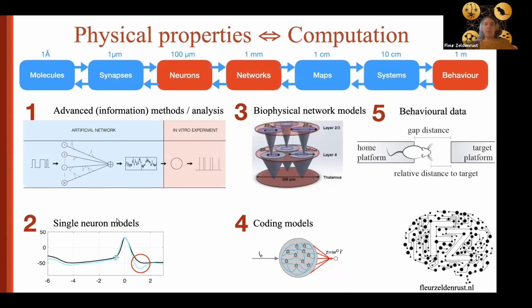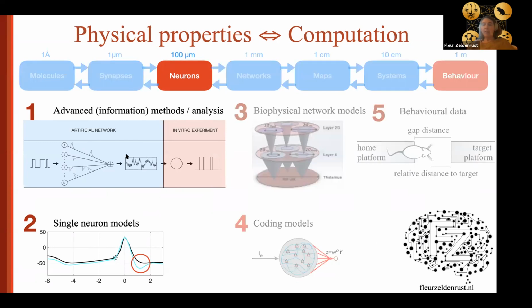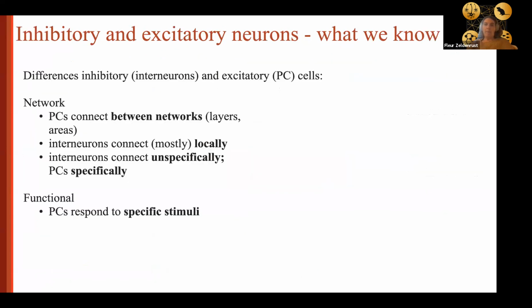If we look at what we do in my lab, we start with information methods, like analysis methods, and we make single neuron models of that, and then we go with increasing abstraction, from more biologically realistic network models to more coding, more abstract models, all the way to trying to understand behavior. And in this talk today, because half an hour is limited in time, I will focus a bit on the single neuron data analysis part.